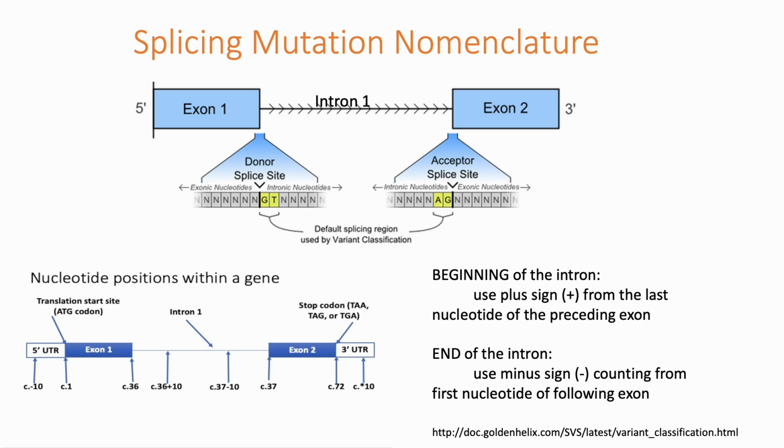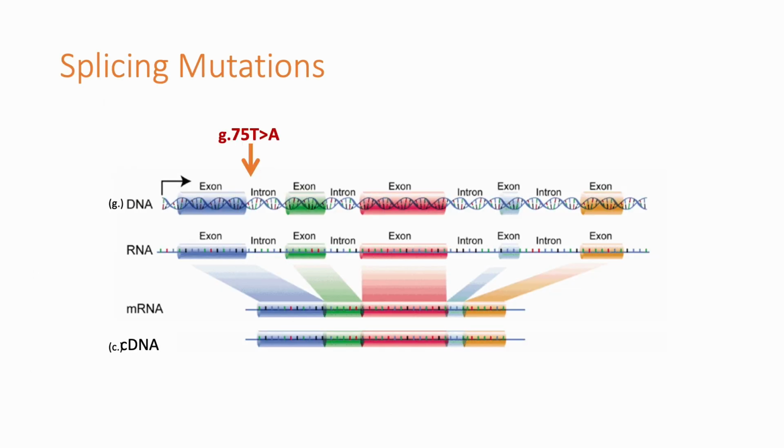For instance, g.75T>A refers to a mutation in the genomic DNA. This indicates that at position 75 of the genomic DNA, thymine is replaced by adenine. This could be in any part of the gene, including non-coding regions that are critical for gene regulation.